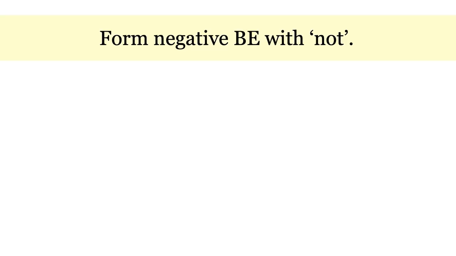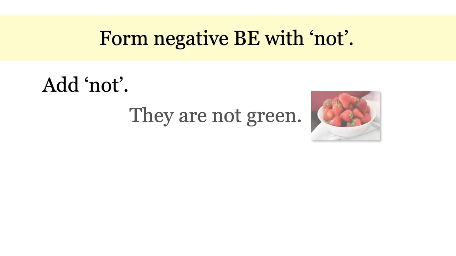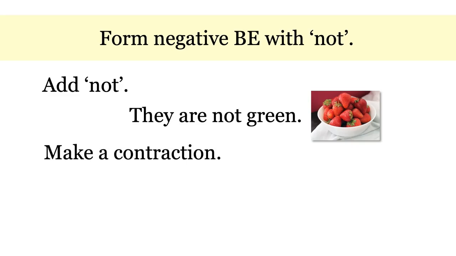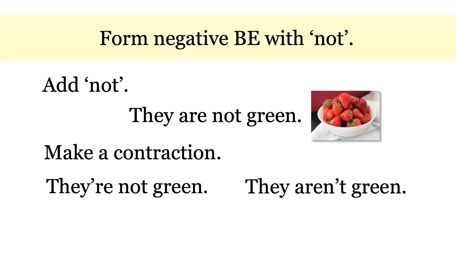Now you know, form negative be with not. Add not, like they are not green, or make a contraction. They're not green, they aren't green. And remember, they're and aren't have the be verb and the word not.